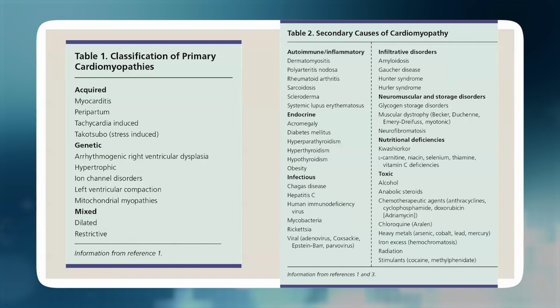Infectious causes like Chagas disease, hepatitis C, and HIV can all present as cardiomyopathies, but they are rarer. Among toxic causes, alcoholic cardiomyopathy and anabolic steroid use are quite common and found in regular hospital admissions as well. Nutritional deficiencies like kwashiorkor, L-carnitine, niacin, selenium, thiamine, and vitamin C deficiencies we can find.